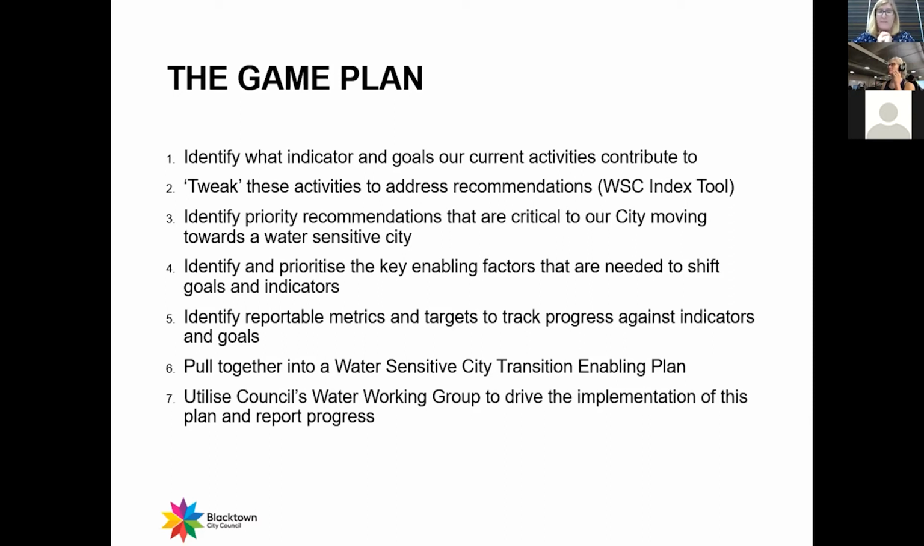And I guess the final step there is to utilise Council's Water Working Group to drive the implementation of this plan and report progress. Another key challenge for me is we've just had the integrated water strategy developed. It doesn't talk about goals or indicators for a water sensitive city. So I need to start to introduce and merge the water sensitive city work with our integrated water strategy, showing where there's alignment, and I need our water working group to help drive this across council.